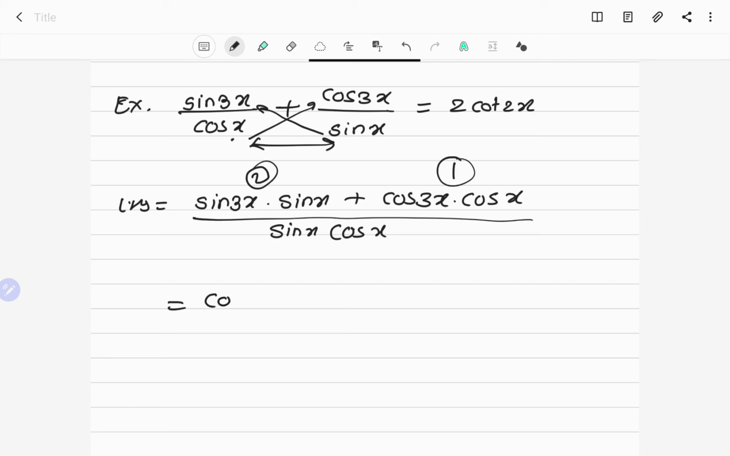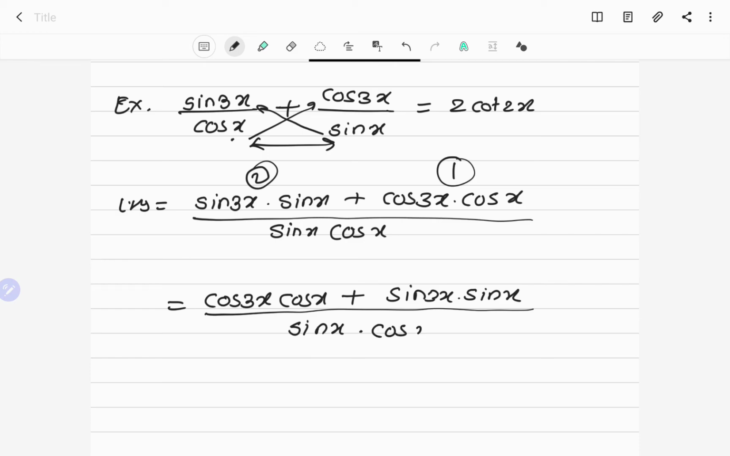I will tell you the reason behind it, but let's write cos 3x into cos x first, and sin 3x into sin x second. The reason is quite simple. We have a formula for this kind of structure. In the denominator, I will suggest, let's keep this thing in a bracket, divide by 2 and multiply by 2. I will tell you the reason behind it.